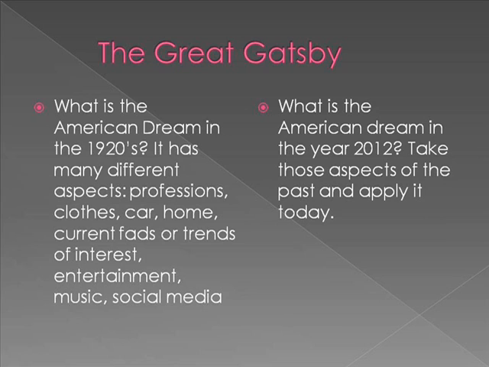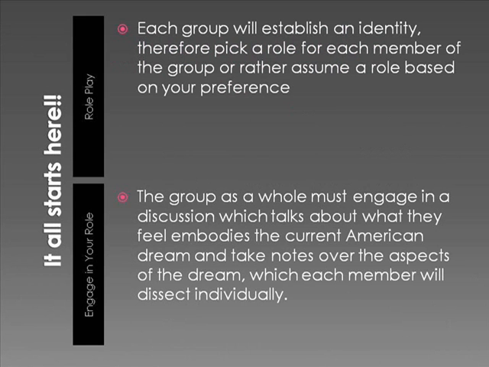I want you to take those aspects of the past and now and apply it to currently. Each group will establish an identity. Therefore, you must pick a role for each group member, or rather assume a role based on your preference. And the group as a whole must engage in a discussion once they have established that, which talks about what they feel embodies the current American Dream. And the group leader is going to take notes over these aspects of the dream, and each member will then dissect each aspect individually based on what they choose.